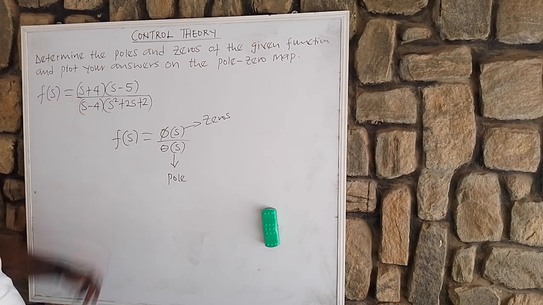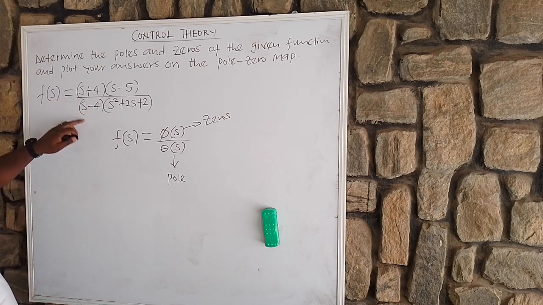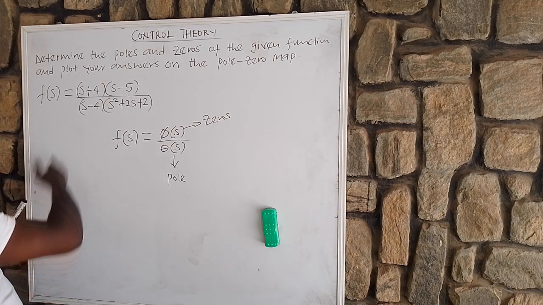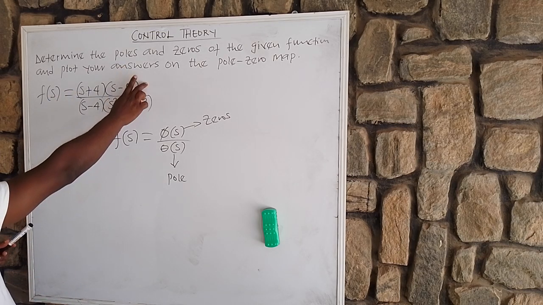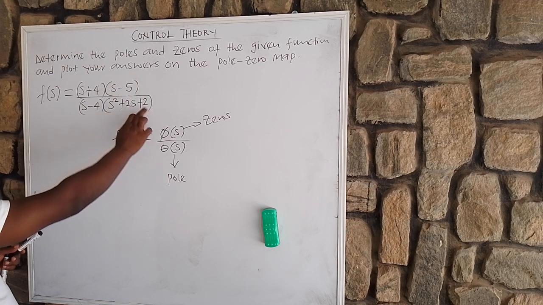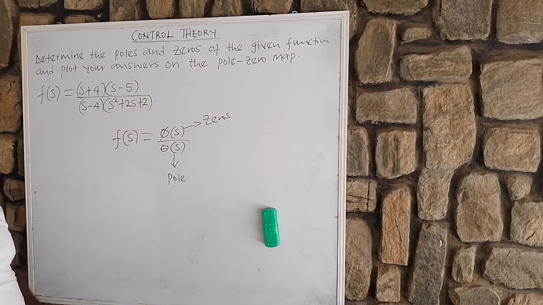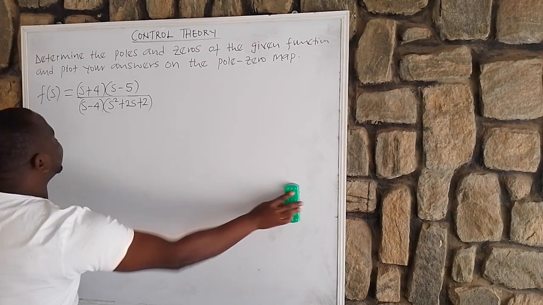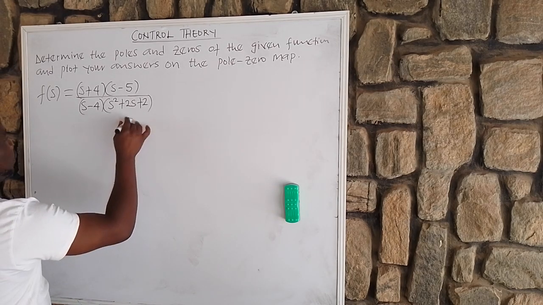So look at this function. Which are supposed to be your poles and which are supposed to be your zeros? You see that this is your numerator, your zeros, and your denominator, your poles. So it's simple as ABC. Is that clear? Now, let's write the solution.